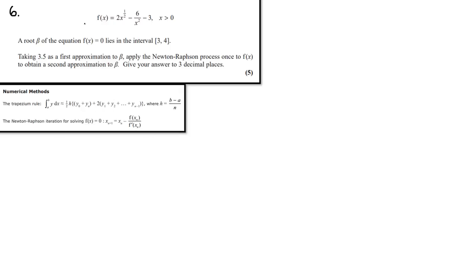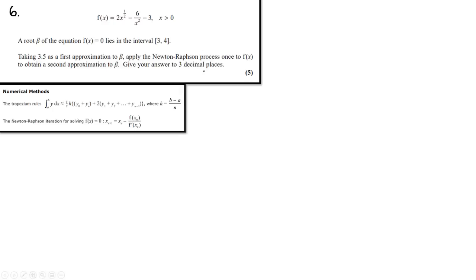Okay, so we've got our function f of x here. We're told that we have a root beta of the equation f of x equals 0, and it lies in this interval here. So we're going to take 3.5 as our first approximation to beta. We need to apply the Newton-Raphson process once to f of x to obtain a second approximation to beta. Okay, and we're going to give our answer to 3 decimal places.